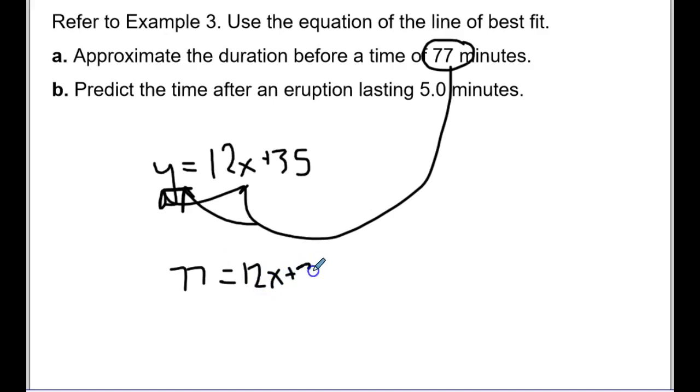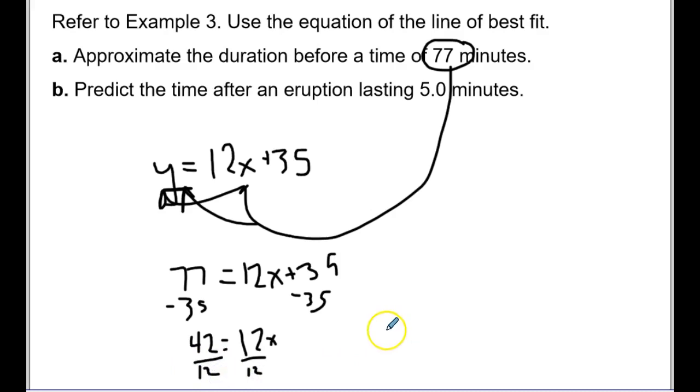Now I can simply solve for that x value. I can do that by subtracting my 35 from both sides, which would give me 42 equals 12x. Then I can divide by 12 and divide by 12 and solve for my x value. Okay, so I've used the line of best fit that I got from Desmos to help me extrapolate some more data.